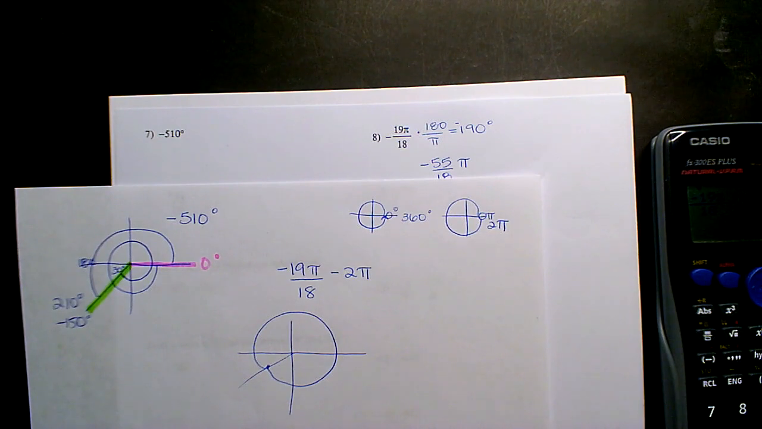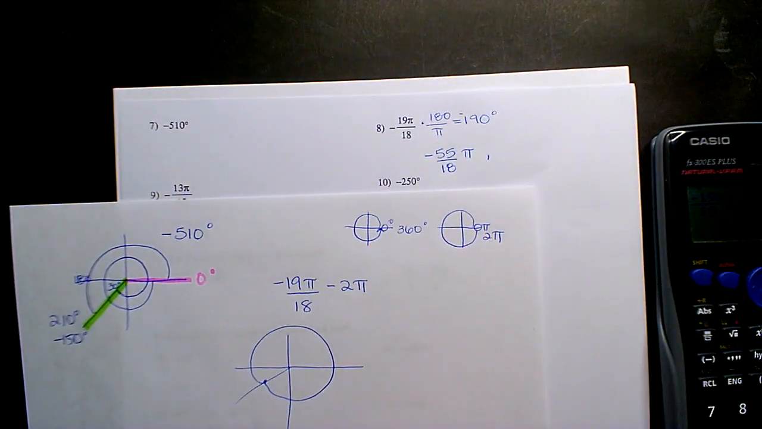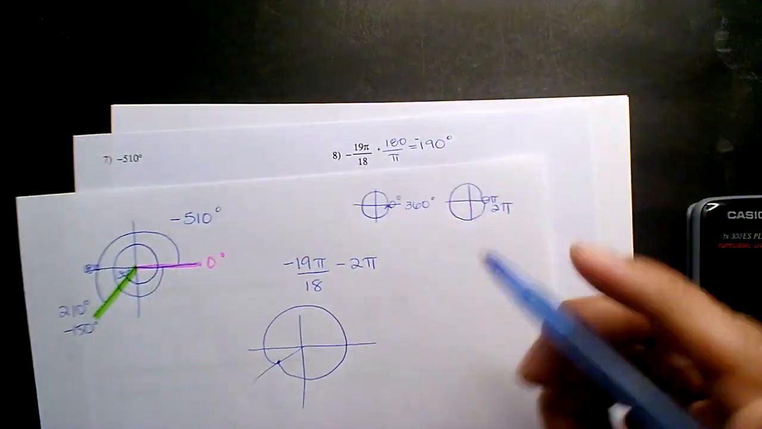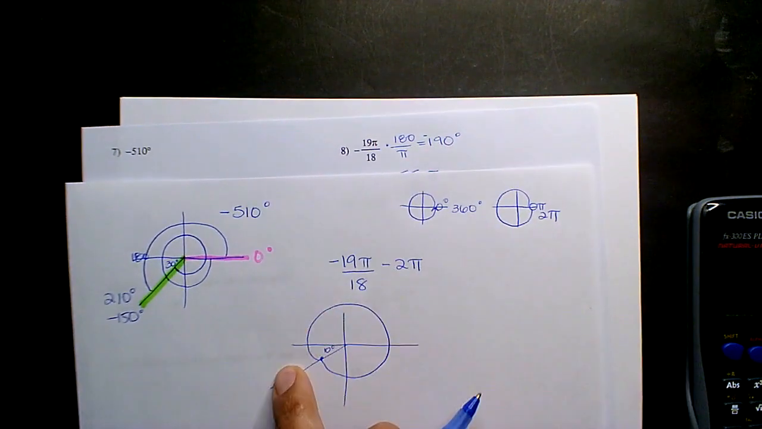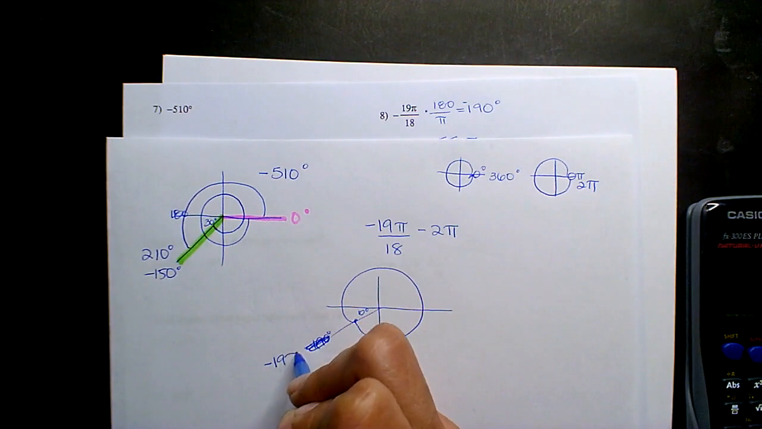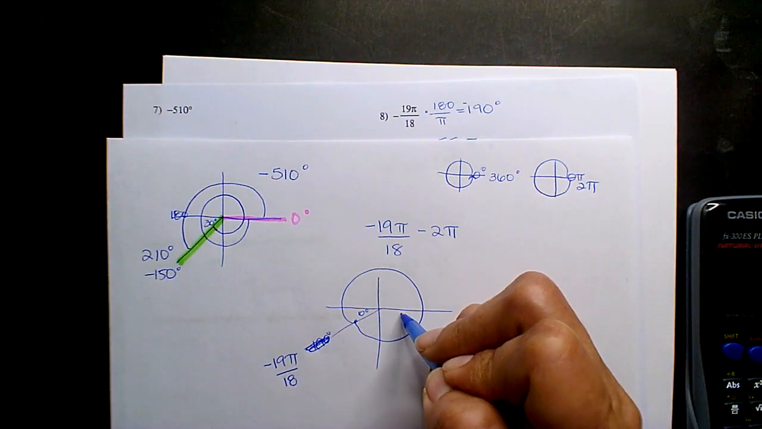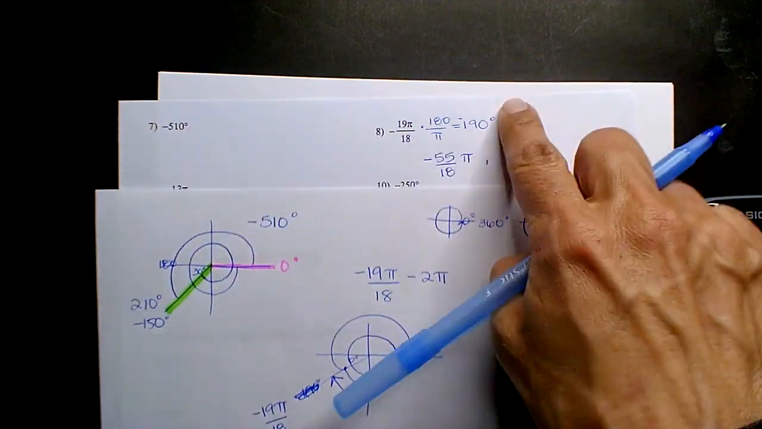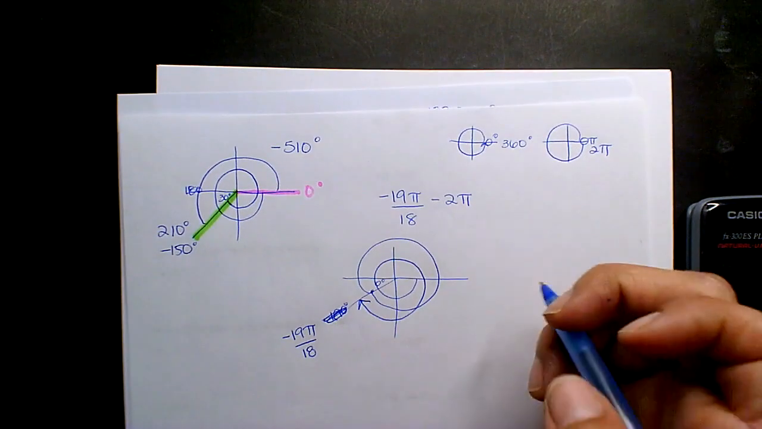Okay, that's the negative. How would I get the positive? So say for instance we get negative 190 degrees. So this is kind of 10 degrees right here. Here's my negative 190 degrees. That's the equivalent, but we don't want to think like that. This is negative 19 pi over 18. You guys went around and around, and that's how I get this negative 55 pi over 18.